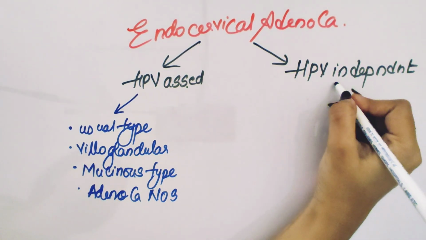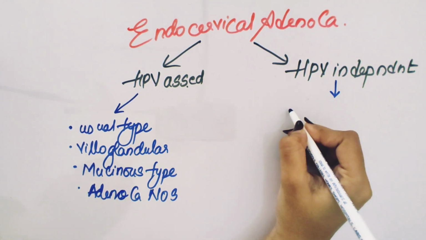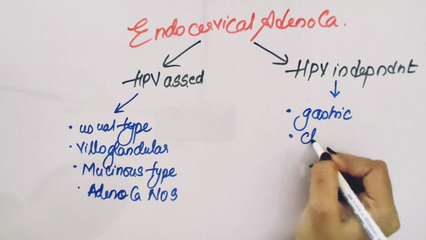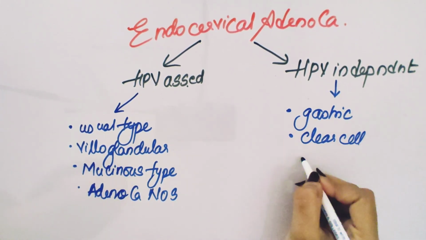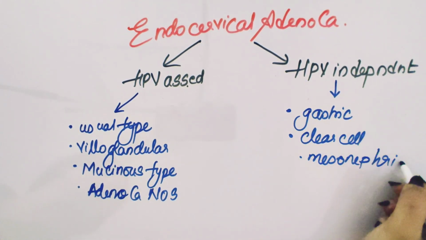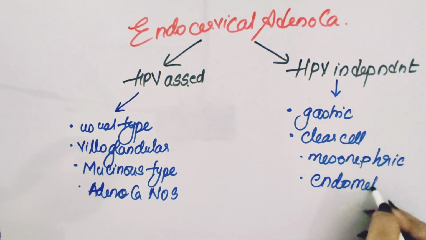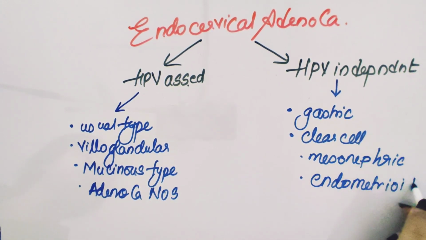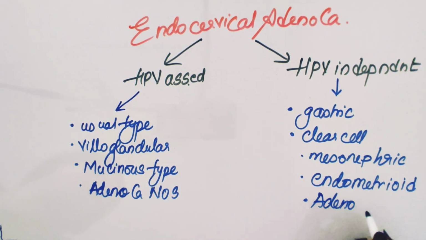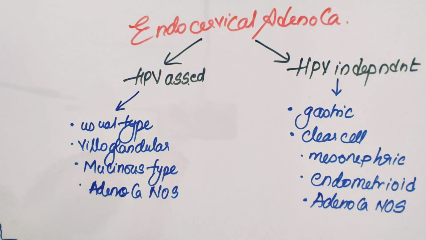And HPV independent endocervical adenocarcinoma is divided into gastric type, clear cell type, mesonephric carcinoma, endometrioid carcinoma, and again adenocarcinoma NOS, which is not coming in any of these categories.